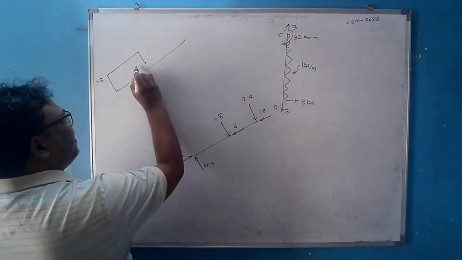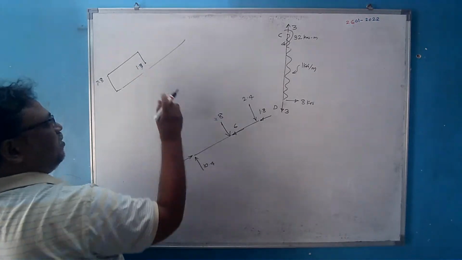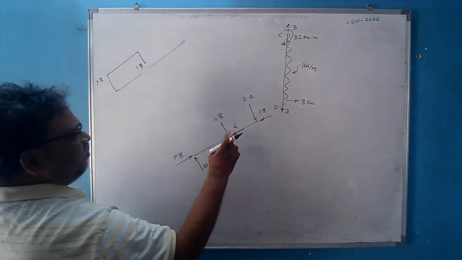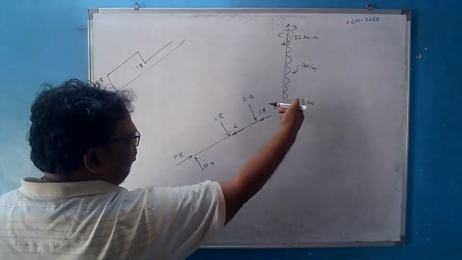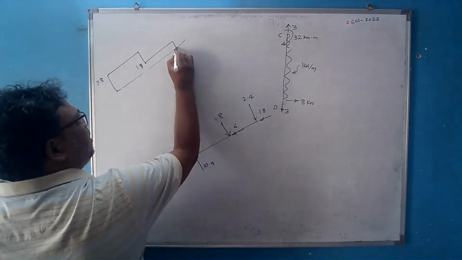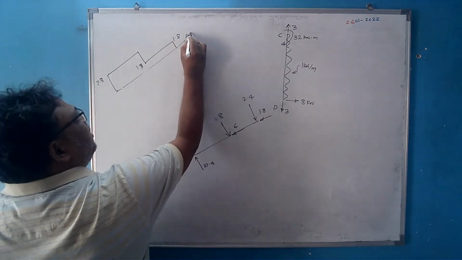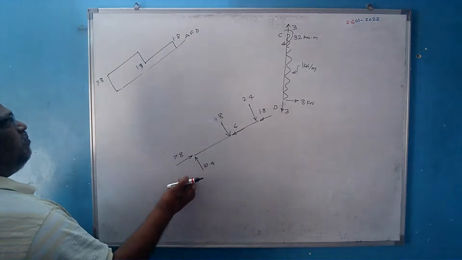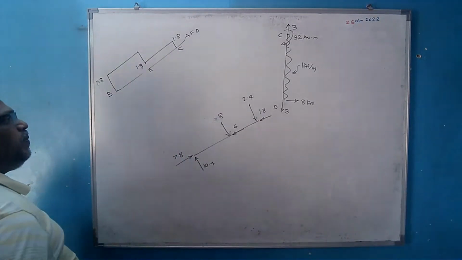7.8 minus 6, so the remaining will be only 1.8, because there is a drop of 6. Then from here to here there is no force, so there is no force here. Then it is 1.8 in the opposite direction, so it will come down and it will come to 0. So this is the axial force diagram for the member BC, and this was E.